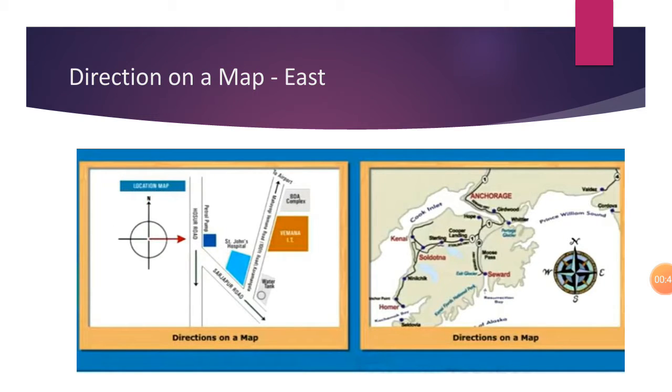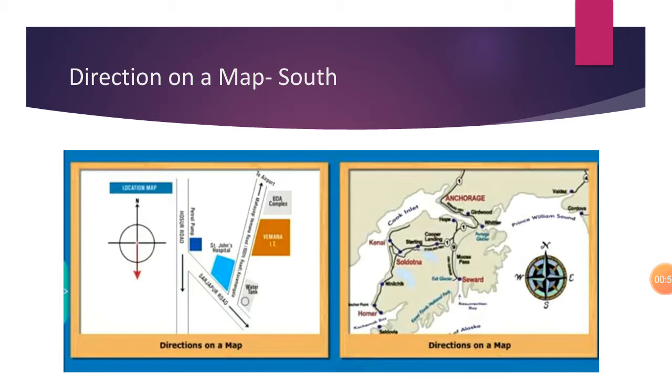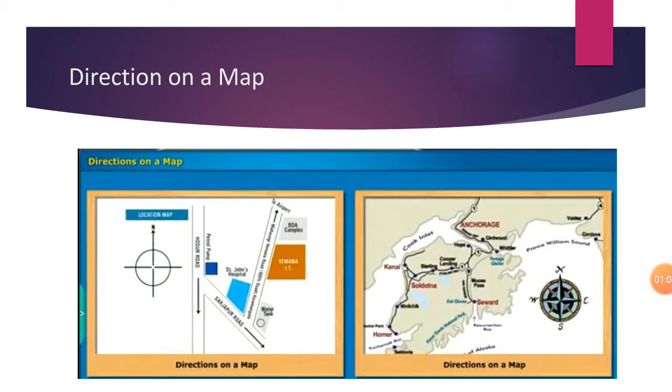So, the east direction will be on the right. The west will be on the left and the south direction will be at the bottom of the map. However, in some maps you may find south on the top or on the left side. In such instances, a special mark will be given on the map by showing the north direction arrow.